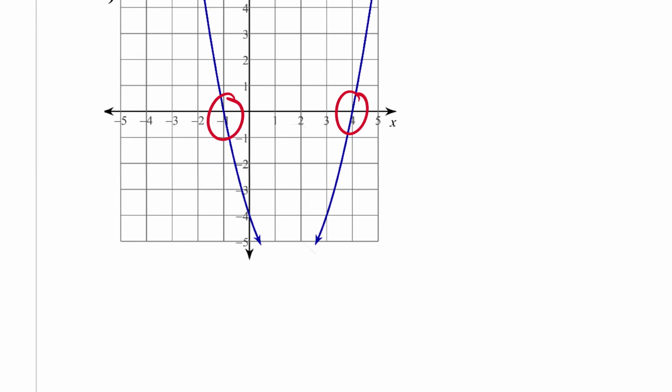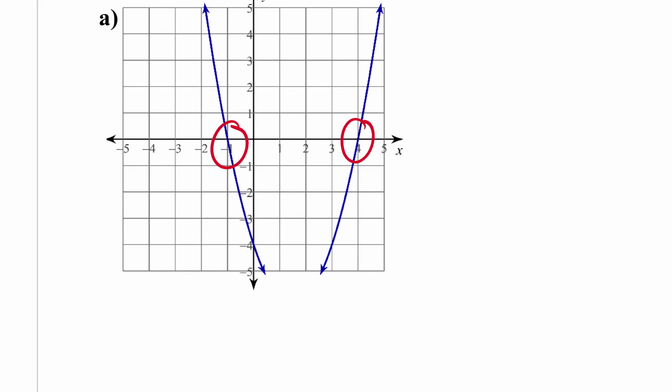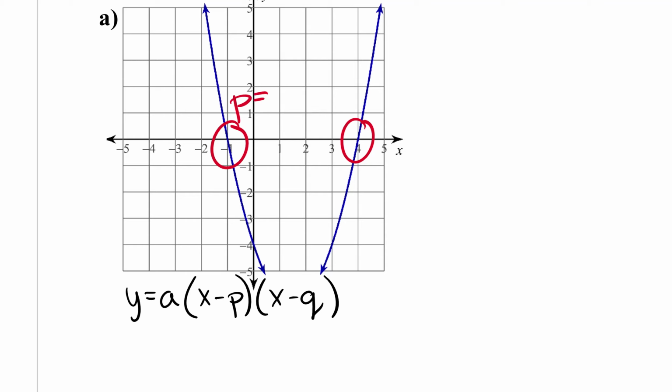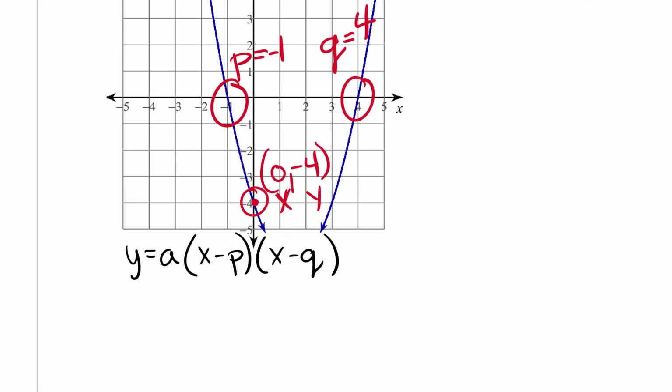So let's do A. So on A, if I can see my x-intercepts, I'm going to use y equals a times x minus p, and then x minus q. Okay? So that's my p and q are my 2 intercepts. And then, again, I need x and y, so I just need to pick any point that I want to. Alright? So my p is negative 1, q equals 4, and then any point, x, y, doesn't matter. I'm going to pick this one right here, that's the easiest. That point is 0, negative 4. So that's x, that's y. And now I have my 4 numbers that I need. So I'm going to plug those in.